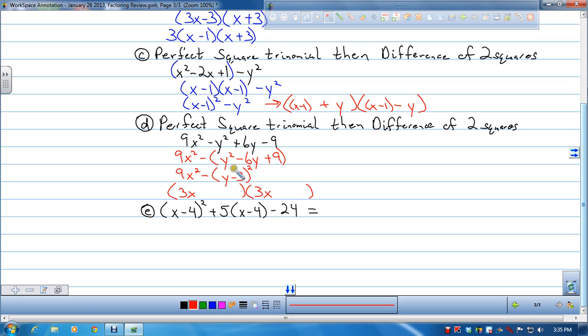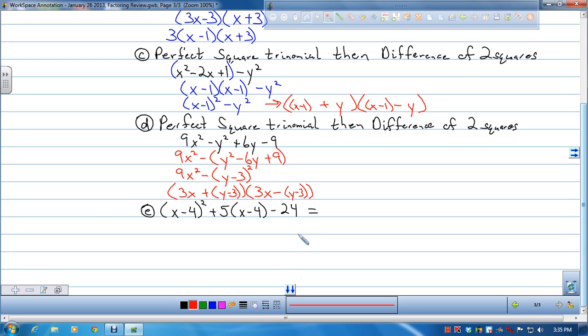What did I square here? A y minus 3. And when we have a difference of two squares, we've got one positive and one negative. I can't simplify anywhere in there, so I would just leave it like that. Okay.